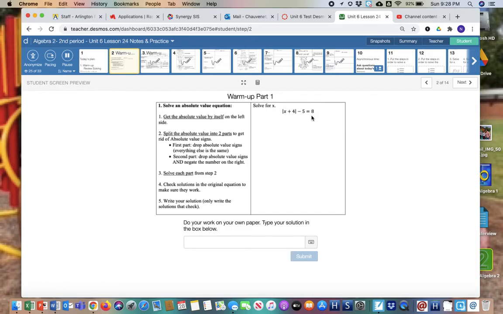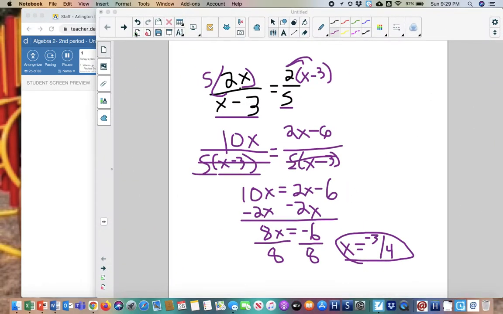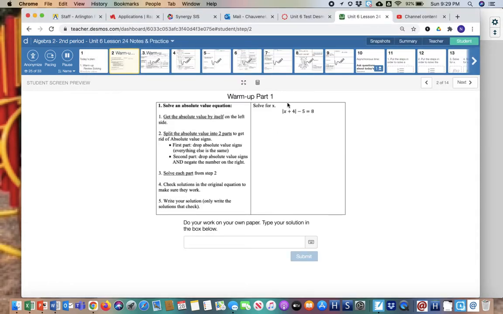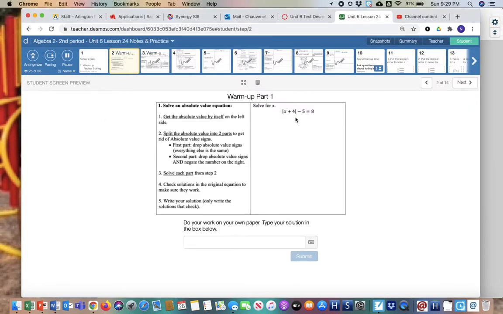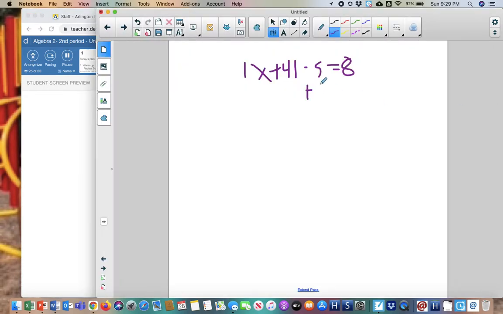Once we do that, we're going to split into 2 equations or inequalities. In this case, these are absolute value equations, so we're just going to split into two equations. To show that again, we've got x plus 4 minus 5 equals 8. I'm going to add 5 to both sides. When I do that, what I should look for is whether the absolute value is alone. In this case, it is alone.